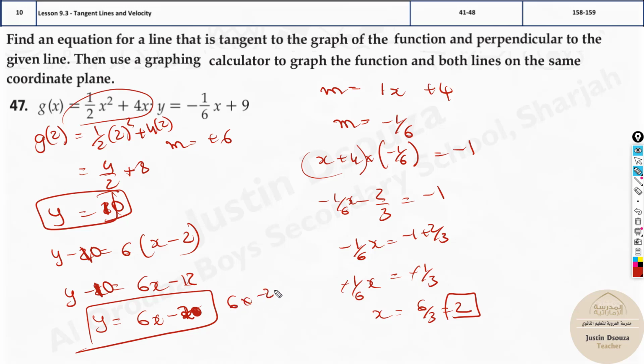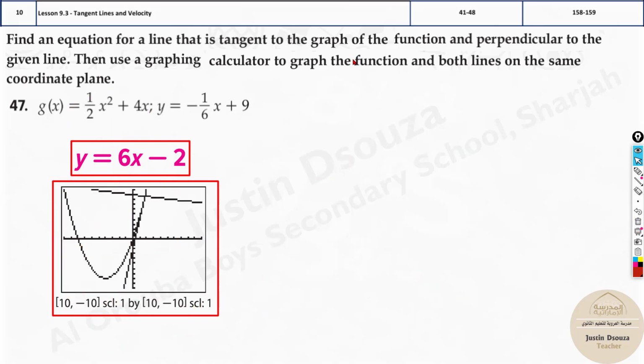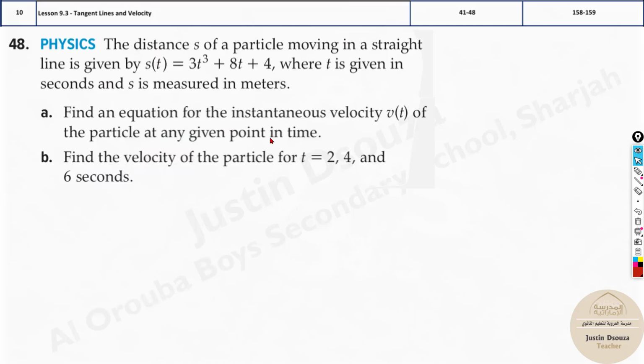It will be 6x minus 2. And yes, that is the correct answer. You can see here 6x minus 2. I hope this is clear. Once you understood the method, then it's the same thing carried forward. And now the last problem in this particular topic.